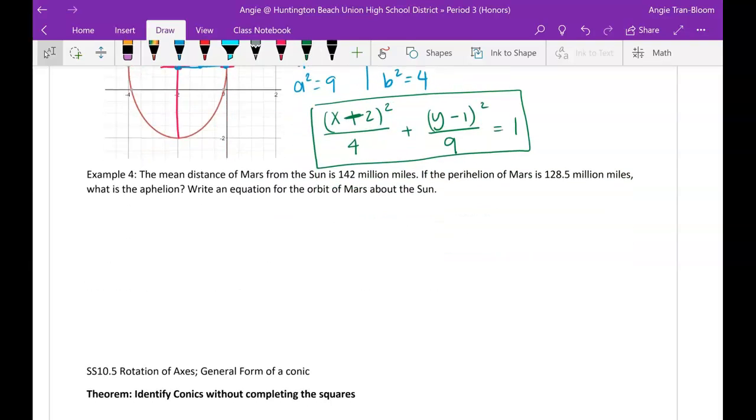Example 4. The mean distance of Mars from the sun is 142 million miles. If the perihelion of Mars is 128.5 million miles, what is the aphelion? Write an equation for the orbit of Mars about the sun.